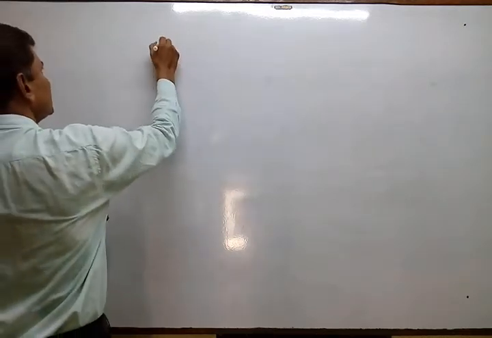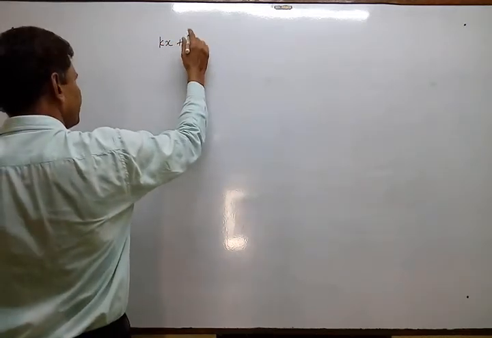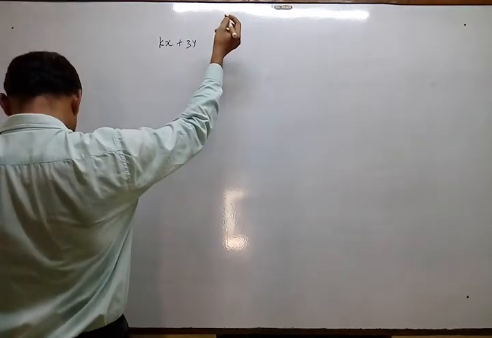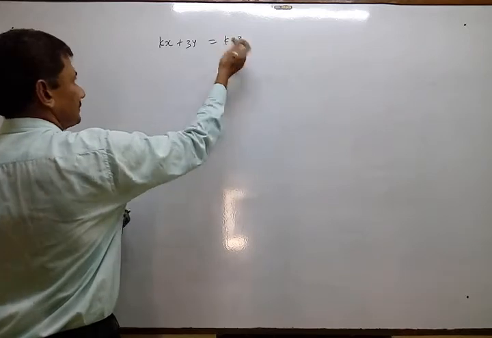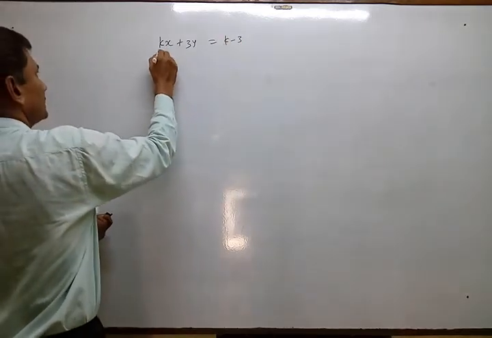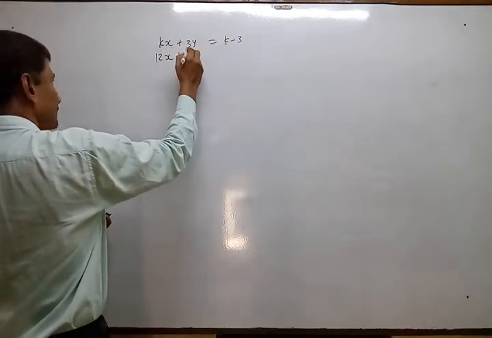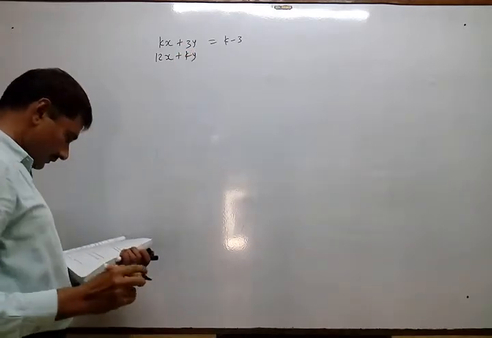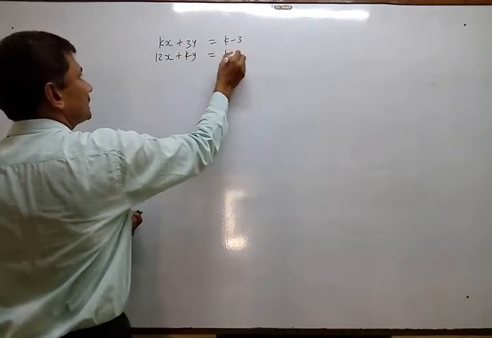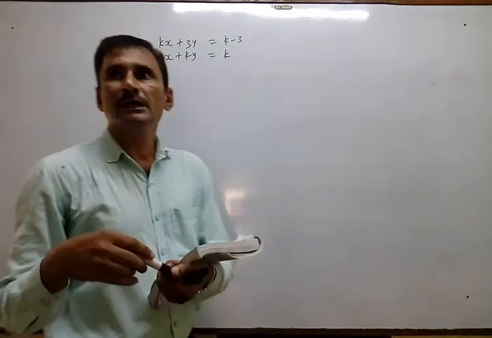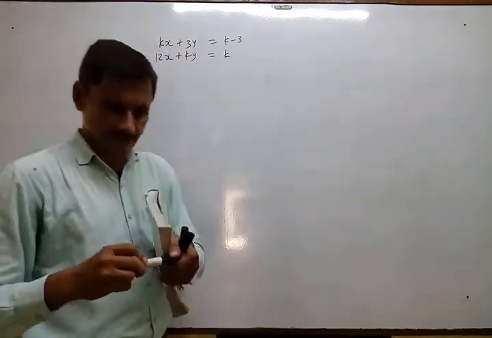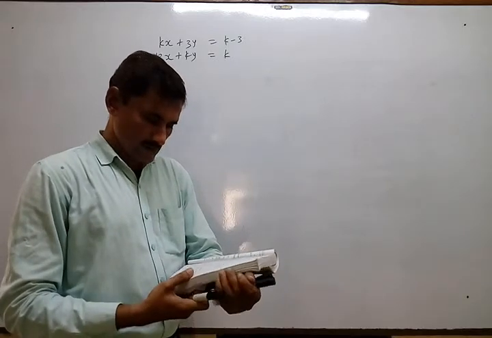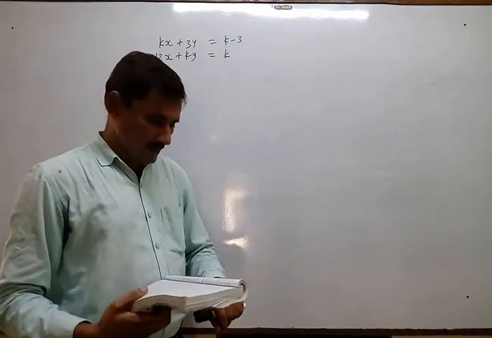Here it is given kx + 3y = k - 3. I have written it in a slightly different way. It is not compulsory that you write it that way only, but for our convenience I wrote it that way so that I can remove the minus sign. Now, what is the condition there? The condition given is that it has infinitely many solutions.